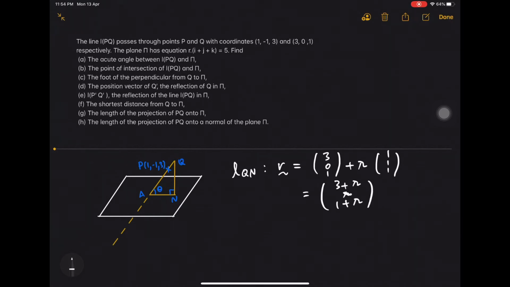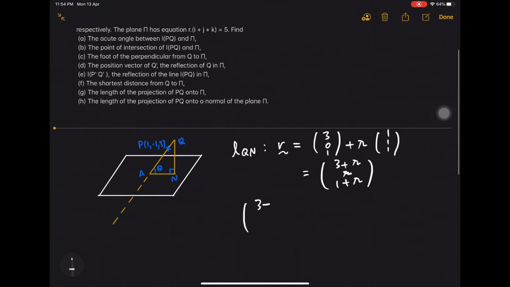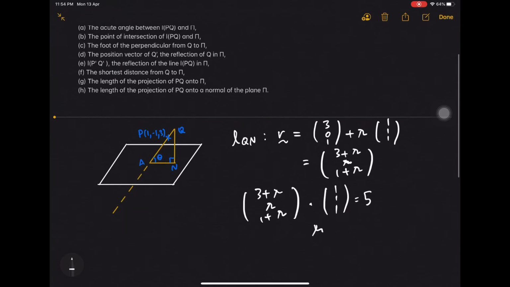Once you have this, we're going to substitute this into the equation of the plane, because this line QN is intersecting the plane at N. So I'm going to substitute this into the equation of the plane, and this is going to get me something like this. Once we get this, all we need to do is to solve for it. So we're going to get an unknown. This means that the line is intersecting the plane.